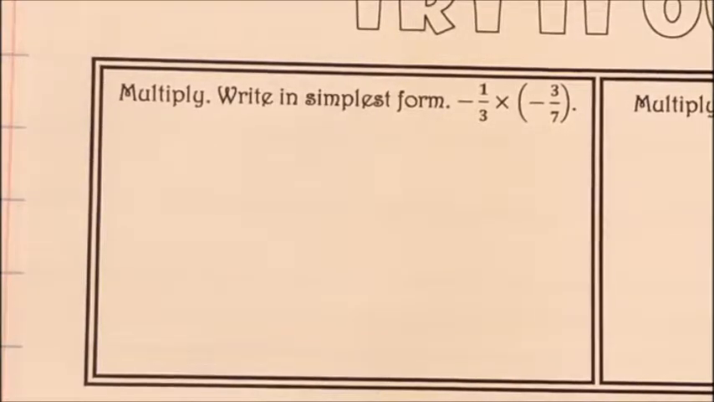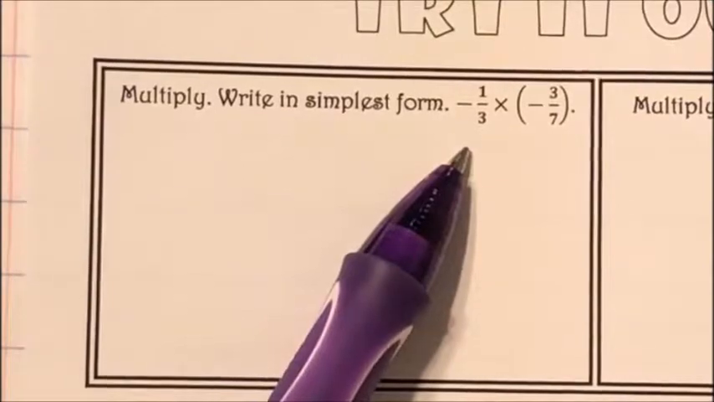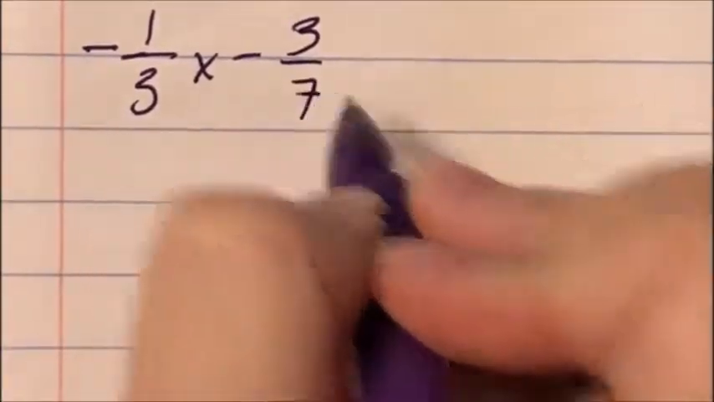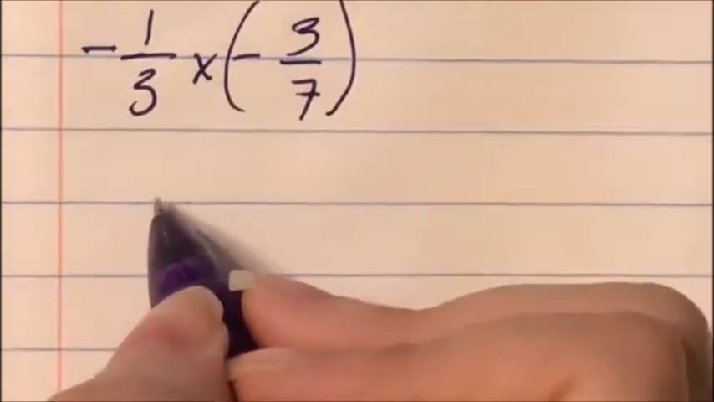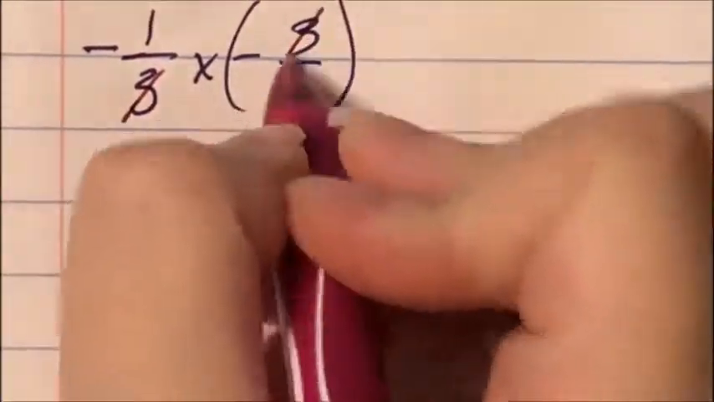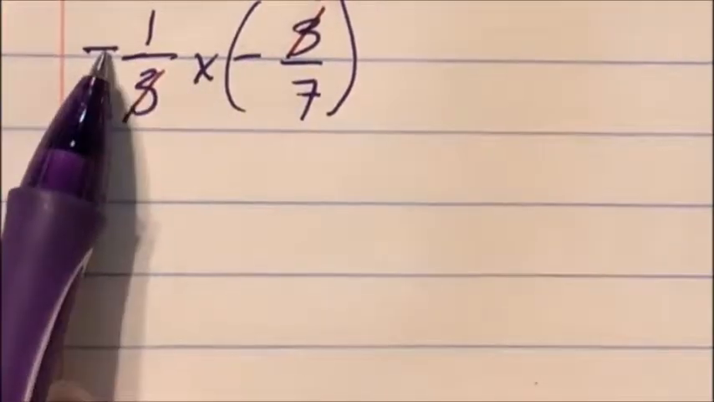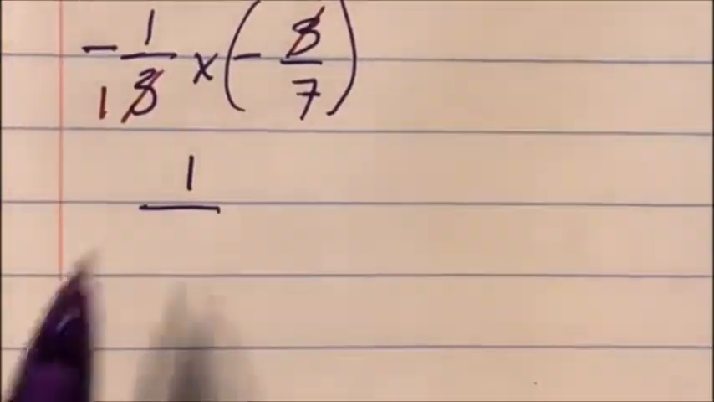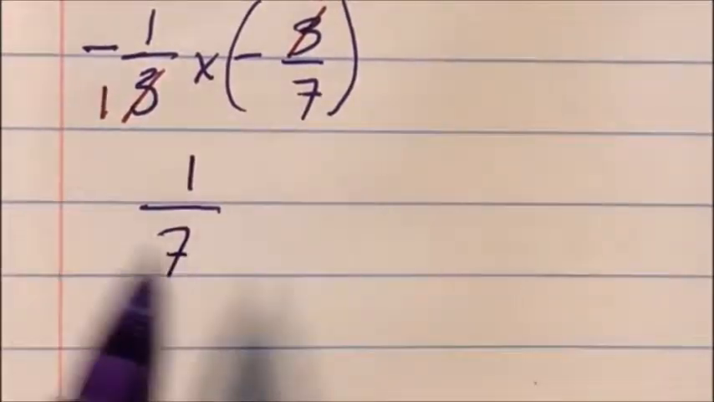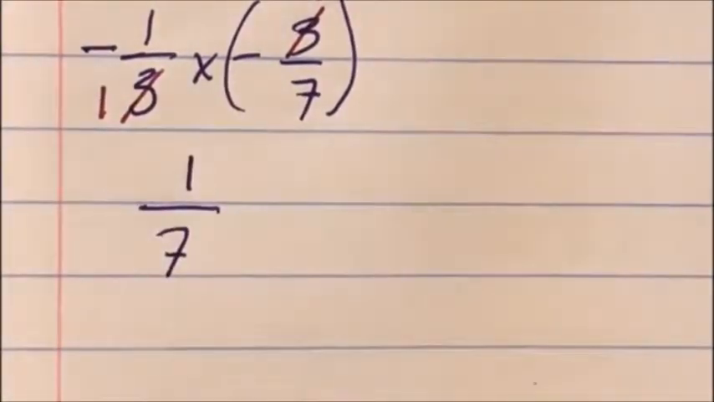Now that you have tried the try it problems on your own, let's go over the answers together. The first one says multiply. Write in simplest form. -1/3 times -3/7. So this is my original problem. 3 and 3 can simplify. This becomes 1, this becomes 1. And then I multiply. -1 times -1 gives me +1. 1 times 7 gives me 7. So -1/3 times -3/7 is +1/7.